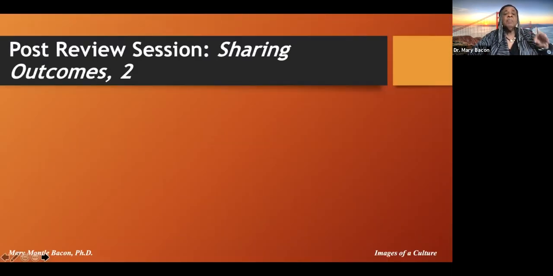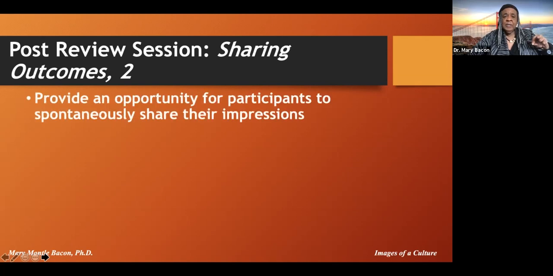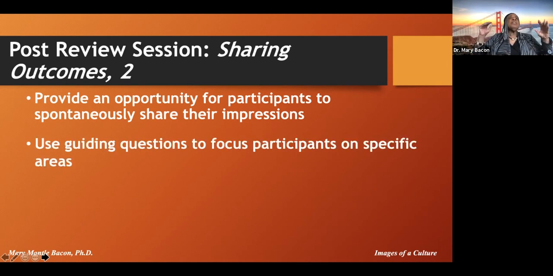So in the post review session, you might want to start off just like you do with the unstructured open-ended review, by providing participants with an opportunity to spontaneously share their impressions. They always have something to say. But if you want them to dig deeper, you can present to them, well, if you remember at the outset, I presented to you some guiding questions for things to look for.